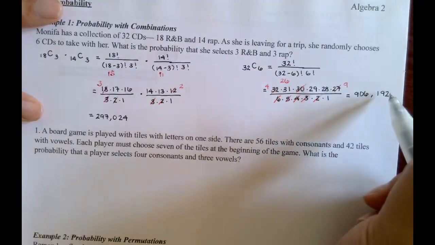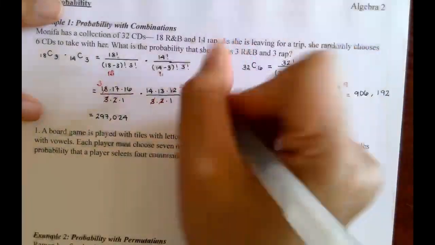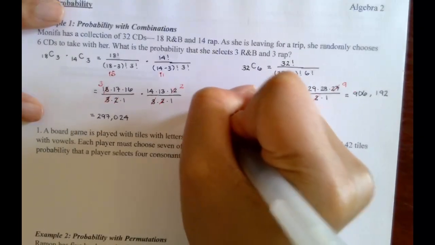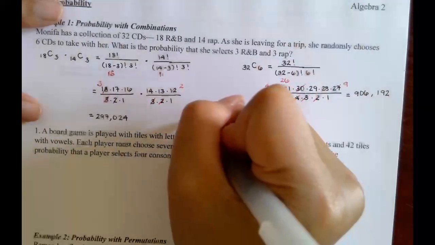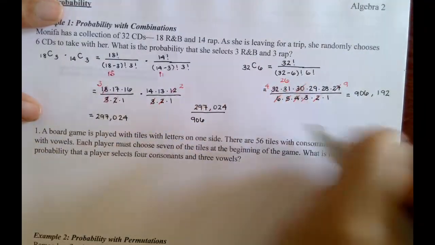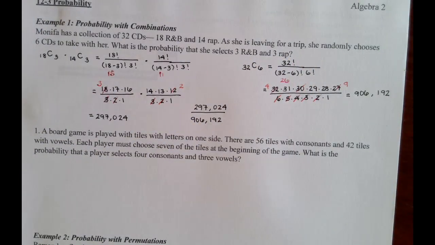906,192. So these are all the possible hands. These are the ones that are considered successes, so the probability would be my successes divided by how many there possibly are. Okay. And then we're just going to change it.